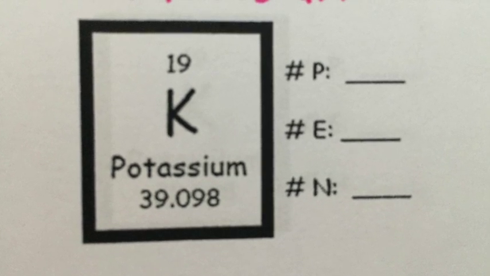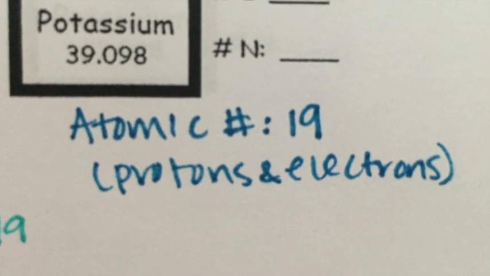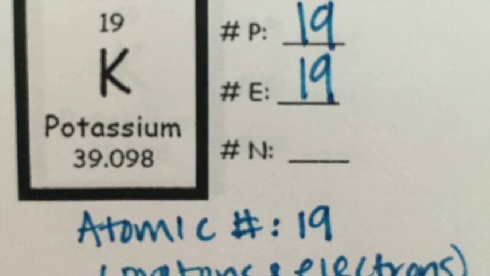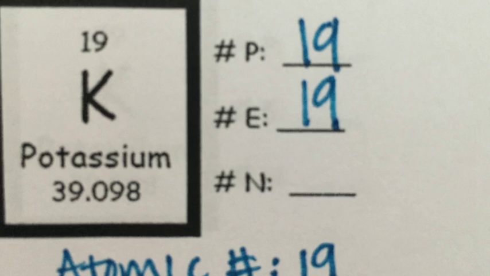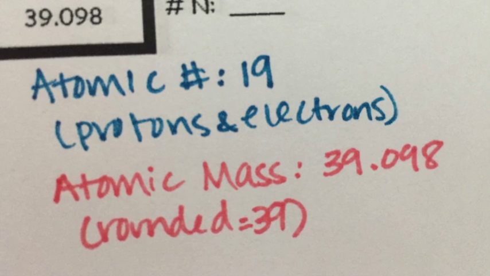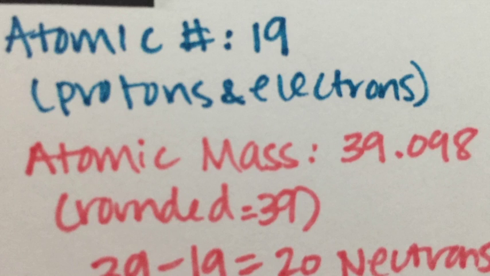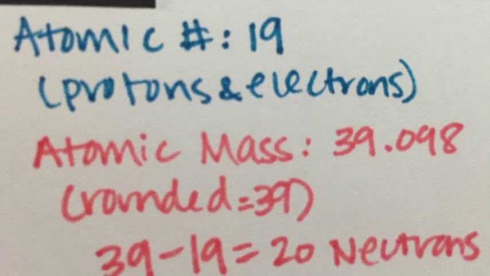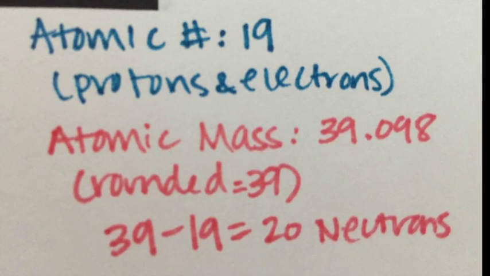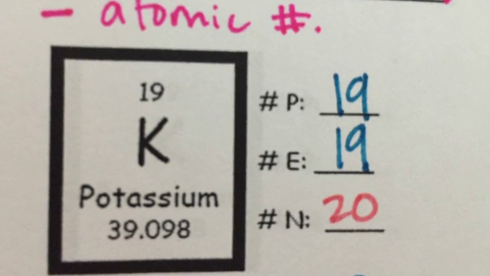And one more example, we'll do potassium. Here's our periodic table square. You can see the atomic number is 19. That's our number of protons and electrons. So on the number P and number E lines, we're going to fill in the atomic number, 19. The atomic mass from the periodic table is 39.098, so rounded to the nearest whole number is 39. And to find our number of neutrons, we take our atomic mass rounded, 39, and subtract that atomic number, 19, to give us 20 neutrons. And so we'll take our 20 neutrons that we found below and fill it in on that number N line up above.